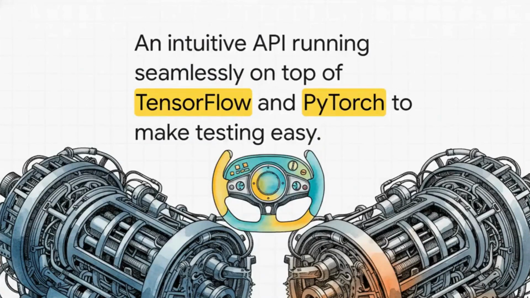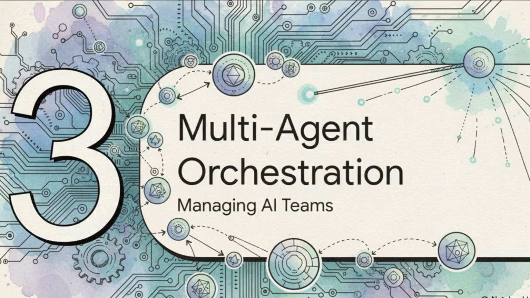But hey, what if those heavy-duty frameworks feel a bit too intimidating right out of the gate? That is exactly where Keras comes in. It's a highly intuitive, incredibly user-friendly API. What makes it so brilliant is that it acts as a modular layer that runs seamlessly directly on top of frameworks like TensorFlow and PyTorch. It literally takes the headache out of the process, making building and testing complex neural networks super straightforward and highly accessible.